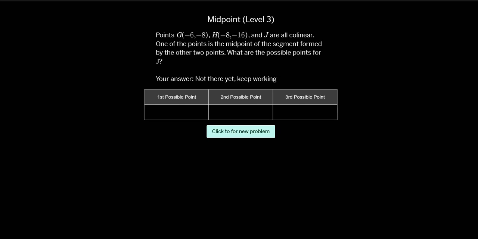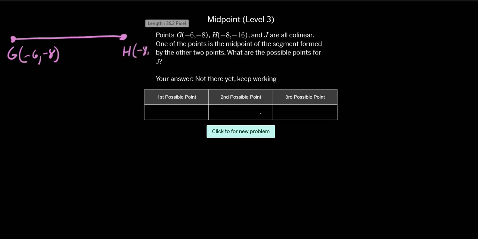The reason that there's 3 possible points for J is because depending on which of your 3 points is the midpoint changes the location of J. So let's start simple. If we make a line and we say that G and H are the endpoints of the line, (-6, -8) and (-8, -16), then that means that J must be the midpoint. And so then J's location is found by just doing the midpoint formula.